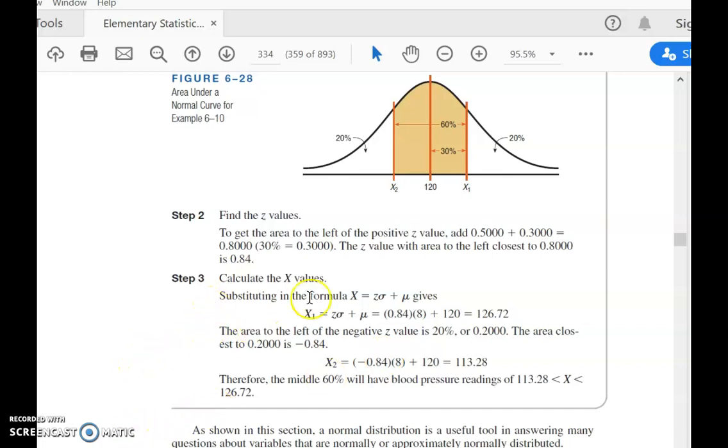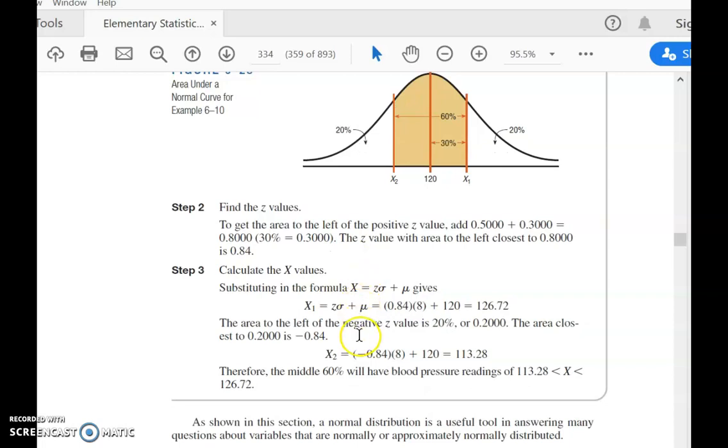I'm sorry, I had a technical problem. The area to the left of this X2, this area that I want right here, is 20%. Well, I don't have to do any of the first step. I don't have to add the 50%. Again, these cartoons just tell you everything. This area right here is 20%. What value of Z corresponds to that? What gives me 20% right here? Well, that number is negative 0.84.